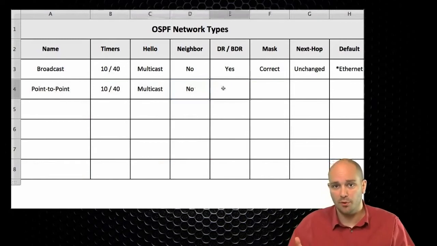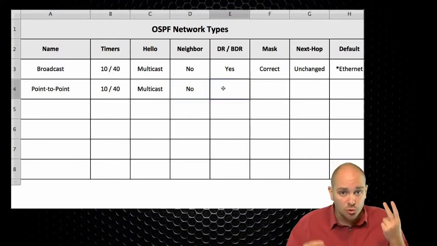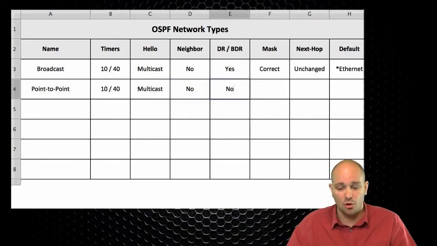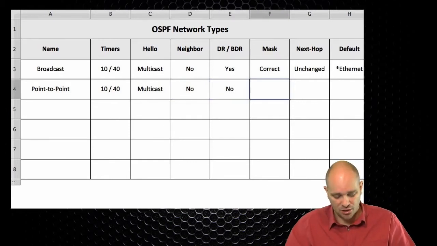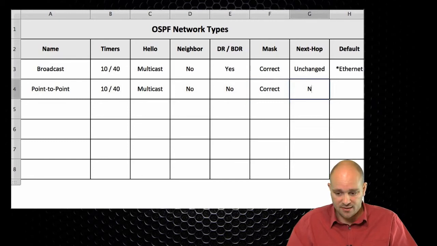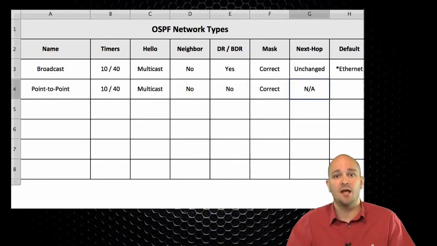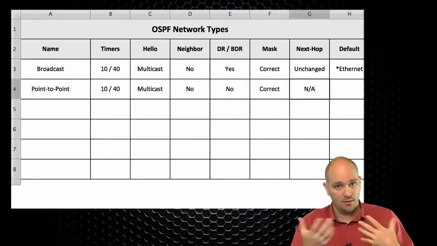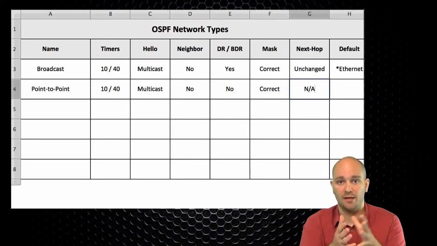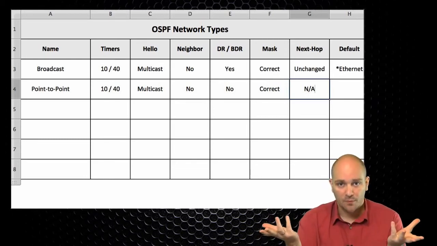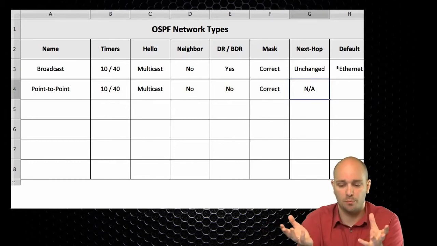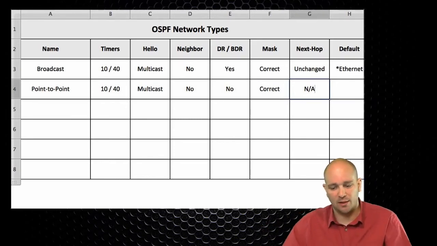Because it's a point-to-point network type, we cannot have more than just two devices connected there. There is no DR and BDR election. The mask is going to be the correct mask advertised, just like for broadcast network type, and the next hop is irrelevant in this case because, again, we cannot have three routers, so there is not going to be a situation where we have hub and spoke environment with the point-to-point link. So this field does not apply to point-to-point network type.